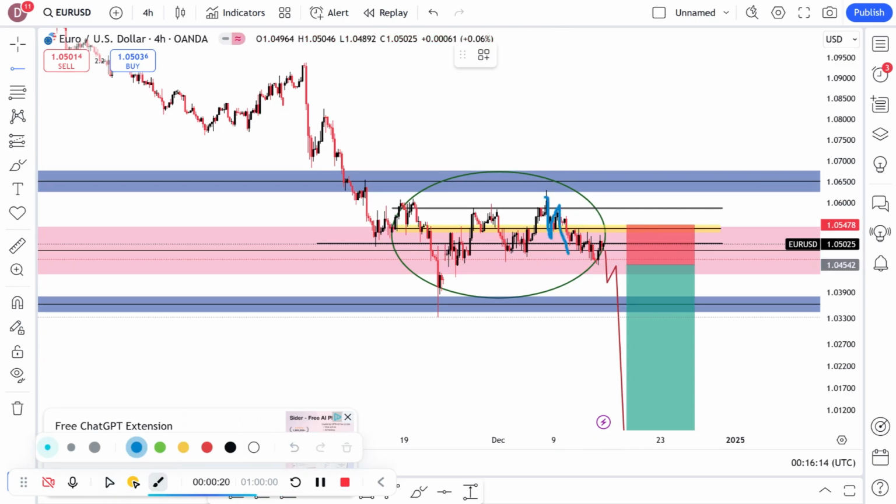Let me use this brush. We are seeing a lower low, a lower high, a lower low, a lower high. Now we see another lower low, a lower high. What do we expect to see here? A lower low, a lower high. Then we can capitalize on that and enter.